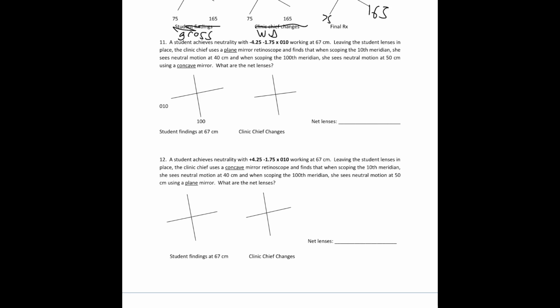So this one is actually a lot simpler than the last two. A student achieves neutrality with these lenses. Let's put that on the cross. So minus 4.25 at axis 10, minus 1.75, minus 6 at axis 100.